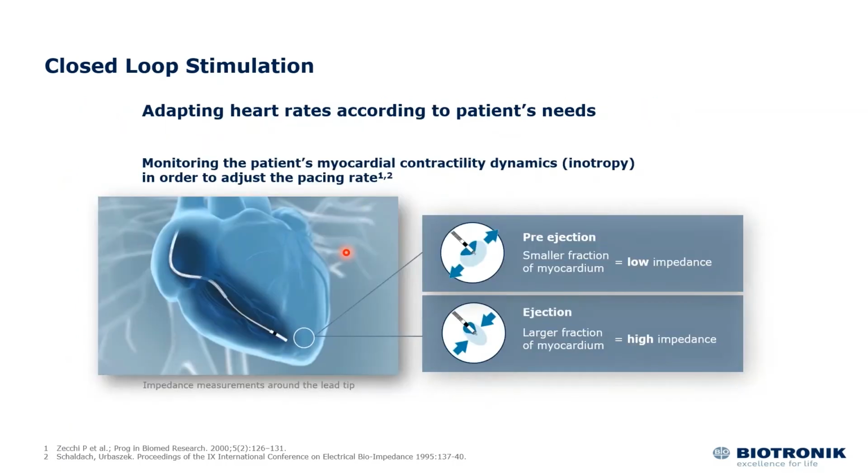So have a look at this next slide, to understand the gist of what CLS really utilizes: the myocardial contractility. In a patient who is in a relaxed mode or pre-ejection, the area that is in contact with the lead is actually lesser. So therefore, the impedance is lower. But when your heart contractility increases, for instance, you are physically stressed or mentally stressed, then the area that is in contact with the lead tip itself becomes increased.